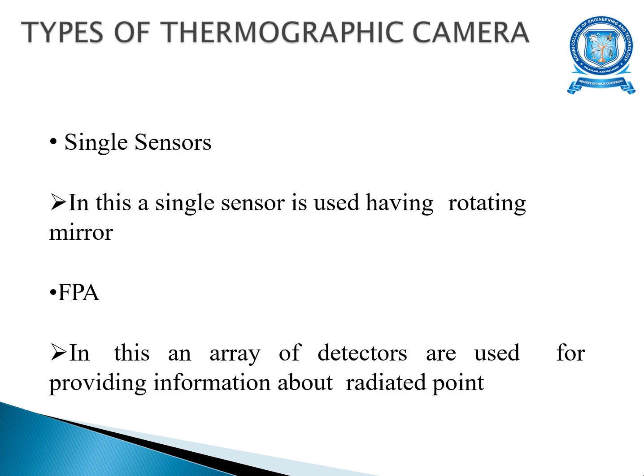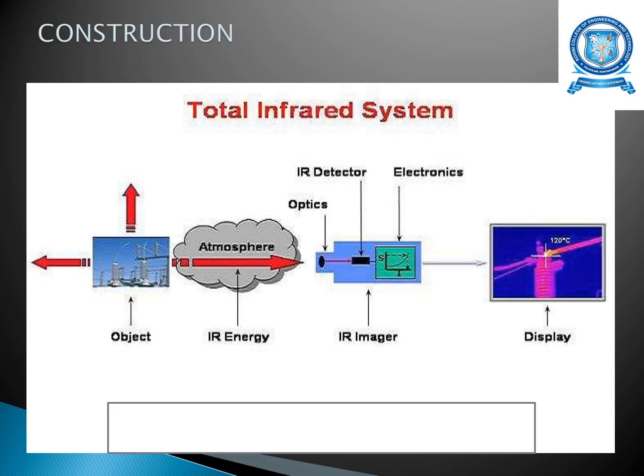So types of thermographic camera: you have a single sensor. In this, we'll have a single sensor having a rotating mirror, and FPA, in which an array of detectors is used for providing information about the radiated point.